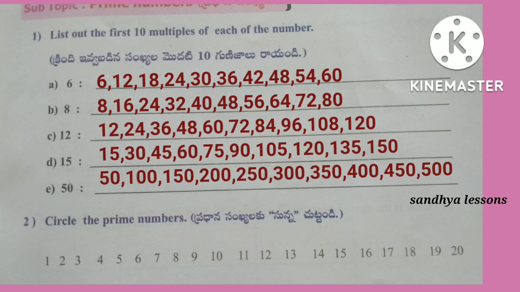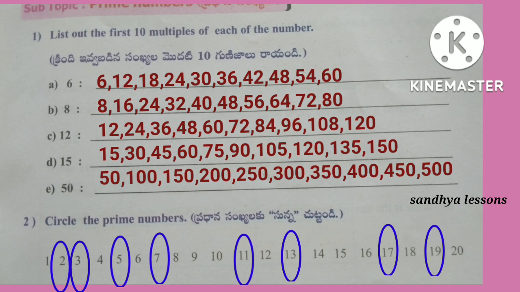Multiples of 12 are 12, 24, 36, 48, 60, 72, 84, 96, 108, 120. Multiples of 15 are 15, 30, 45, 60, 75, 90, 105, 120, 135, 150. Multiples of 50 are 50, 100, 150, 200, 250, 300, 350, 400, 450, 500.